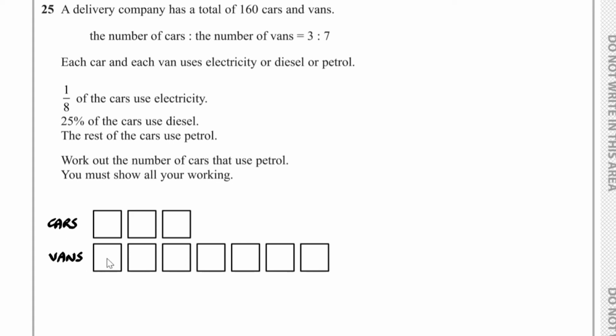So we've got the ratio of cars to vans being 3 to 7, and we know in total we've got 160 vehicles. So we can find out what each part is worth. We've got 10 parts in total, so 160 divided by 10 is 16, which means each part is worth 16. So we've got 16 for each part, and therefore we can find out the number of cars we have. 16 times 3 is 48, 7 times 16, that's 112. So we've got 48 cars, 112 vans.